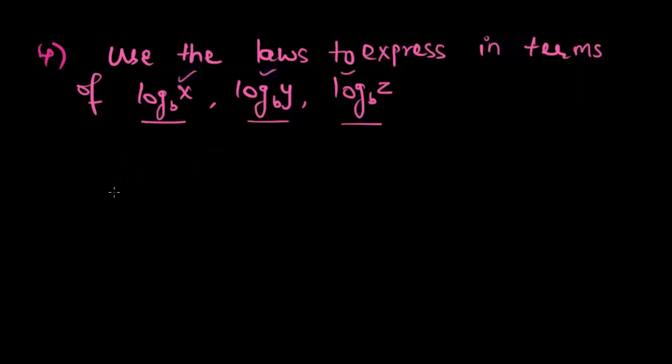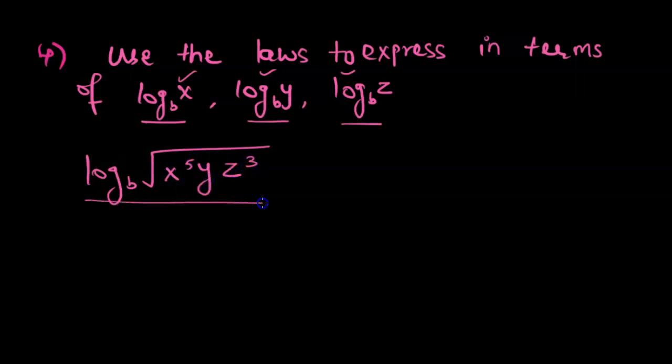And what do we have to express? The question for that is log to the base of b, square root of x to the power 5 y z to the power of 3. Now we have to write this problem in terms of individual logarithmic terms.